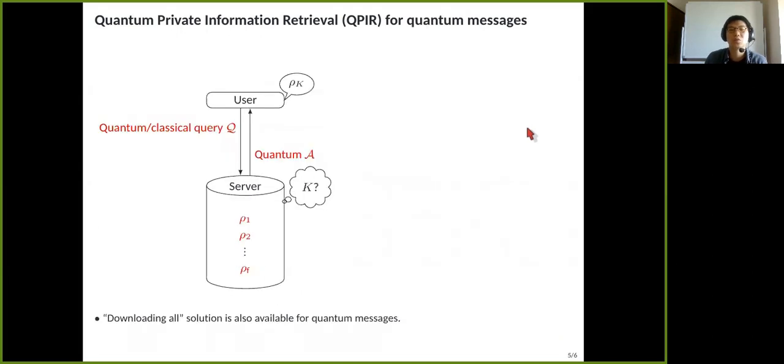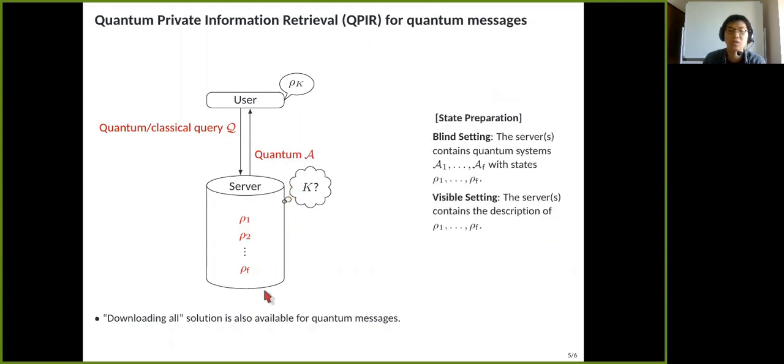So I move on to our result. We studied QPIR for quantum messages. The server contains states, and the server's containment of the states can be considered in two settings, blind and visible settings, which are often studied in state compression. In the blind setting, the server contains quantum systems with determined states. In the visible setting, the server contains the description of the states.